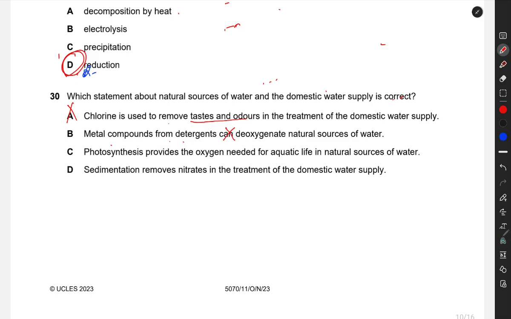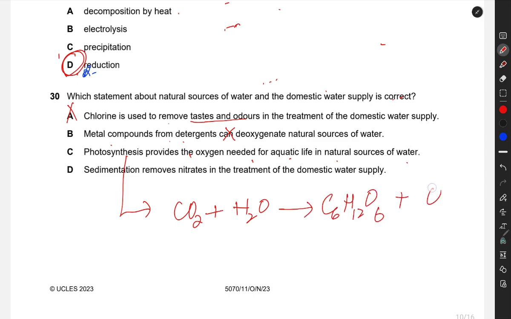Photosynthesis provides the oxygen needed for aquatic life in natural sources of water. Yes, this is correct, because photosynthesis uses carbon dioxide and water to form glucose, C6H12O6, plus oxygen. So photosynthesis provides the oxygen needed for aquatic life in natural sources of water. So this is the correct option, C option. Sedimentation removes nitrates? No, sedimentation does not remove nitrates, which are soluble compounds. So sedimentation is not used to remove nitrates. So it is also incorrect.